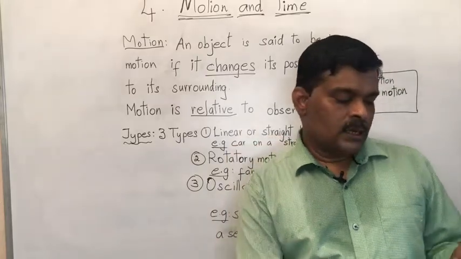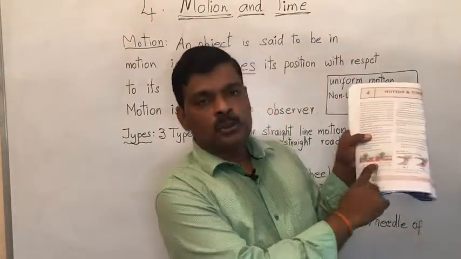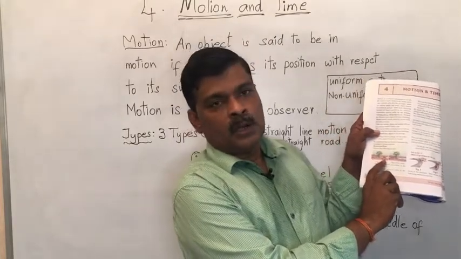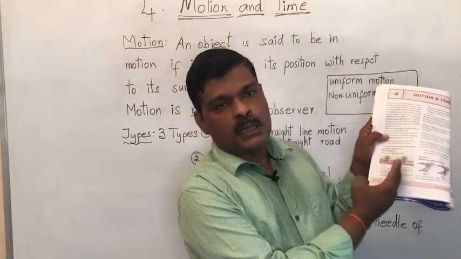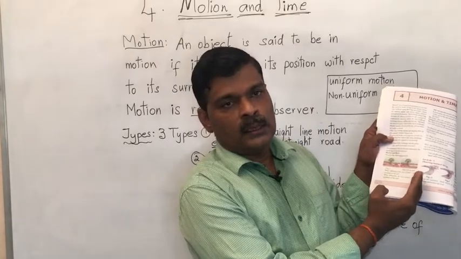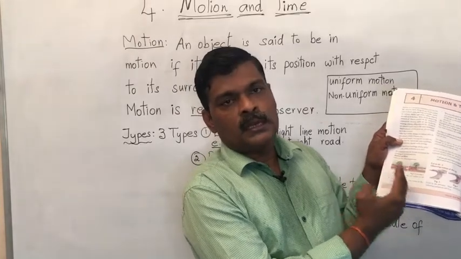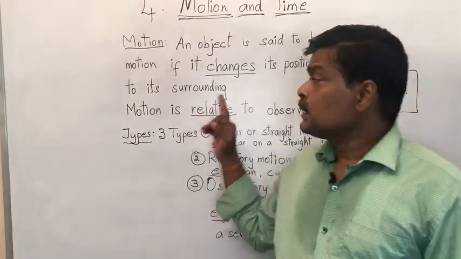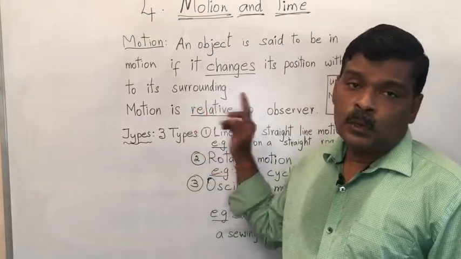You see, in our textbook they showed a motion diagram. There one tree is there, one car is there. Before, the tree was on the right side; after moving, that tree becomes left side and the car moved to the right side. Like that, motion is with respect to the surrounding.